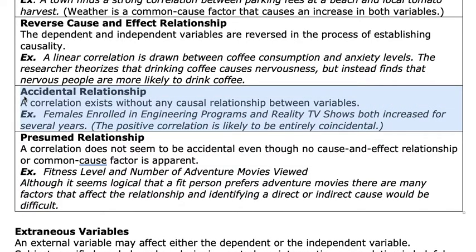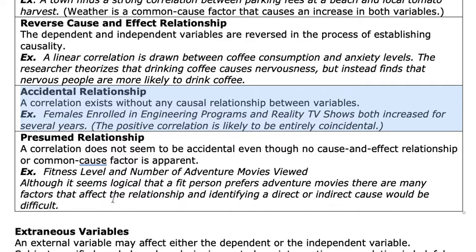Now, that being said, accidental relationship. A correlation exists without any causal relationship between variables. Example, females enrolled in engineering programs and reality TV shows both increased for several years. The positive correlation is likely to be entirely coincidental. So, it's possible that the two variables could just happen to be changing at the exact same time, and that there isn't necessarily that relationship between the two variables.